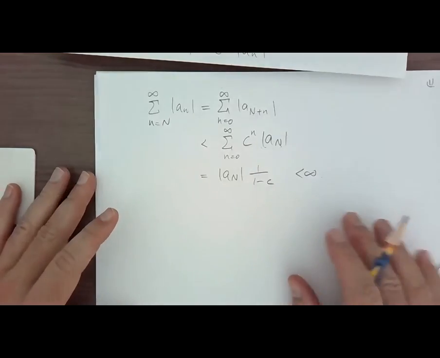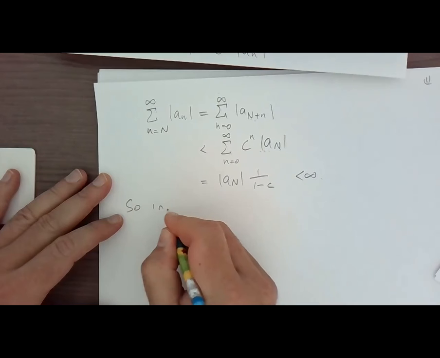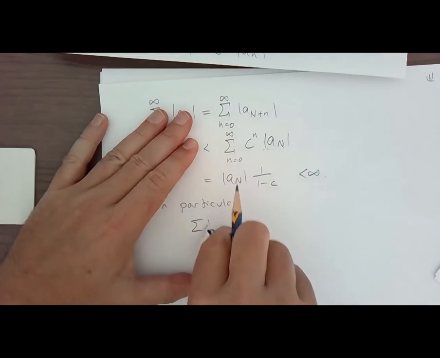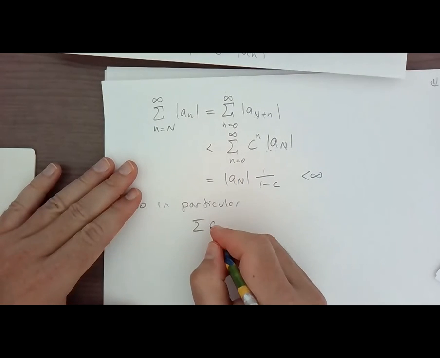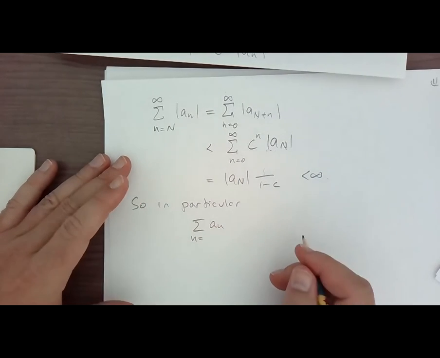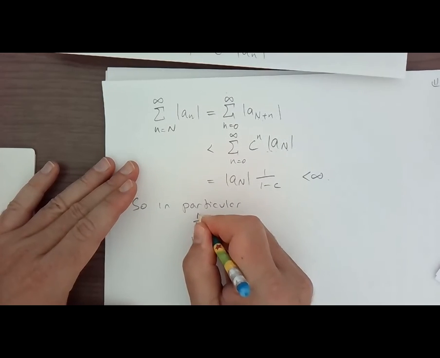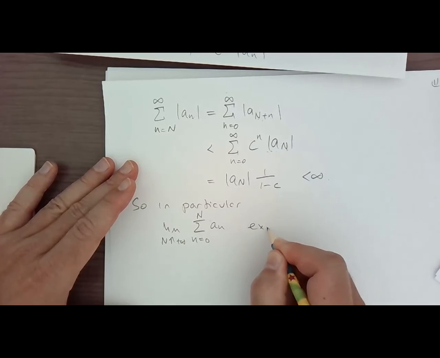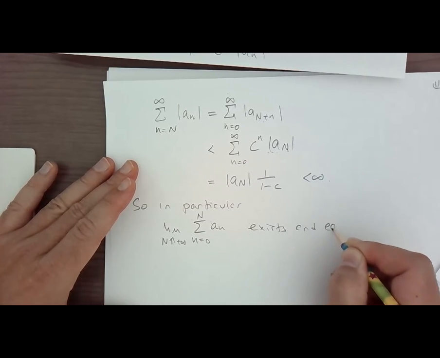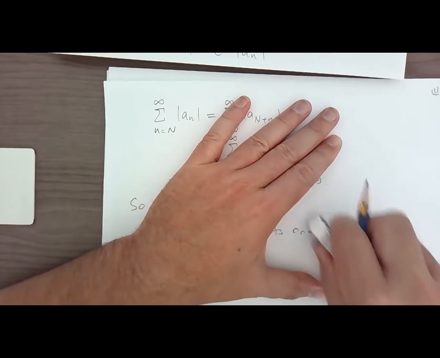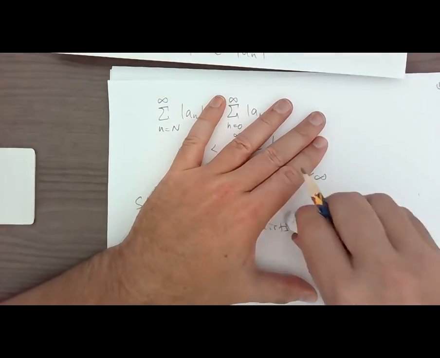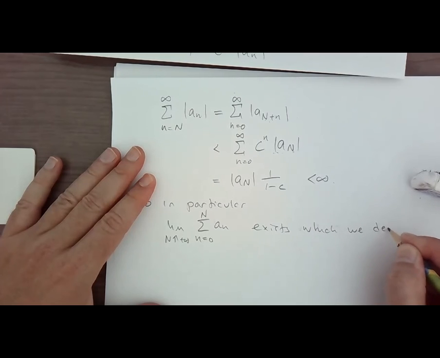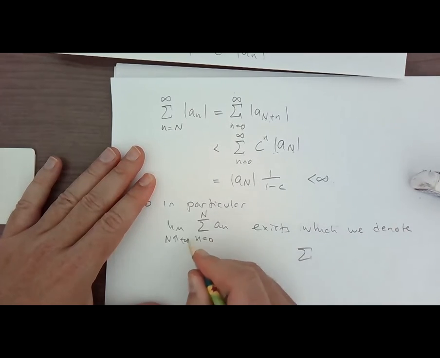So if the absolute value converges, this is going to be much harder, right? So in particular, I'll have that the limit without the absolute values, in particular, I have that this limit here exists. This thing here exists, which we denote, and we'll just denote it with an infinity upstairs.